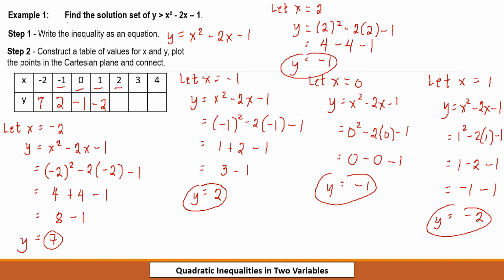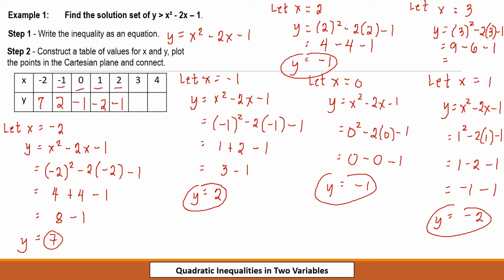So when x is 2, y is equal to negative 1. Next, let x be equal to positive 3. So the given equation is y is equal to x squared minus 2x minus 1. Substitute 3 as a value for x. So we have 3 squared minus 2 times 3 minus 1. That will give us 9 minus 6 minus 1.